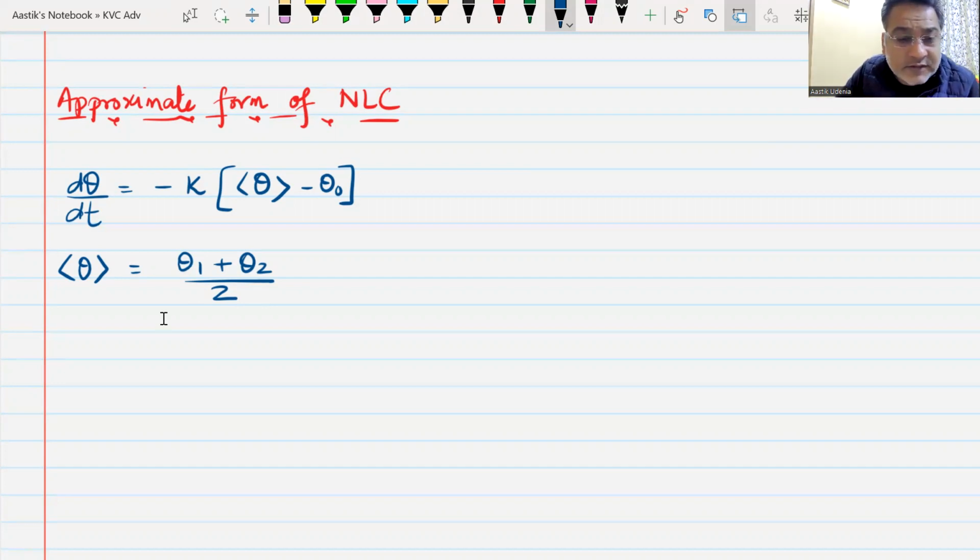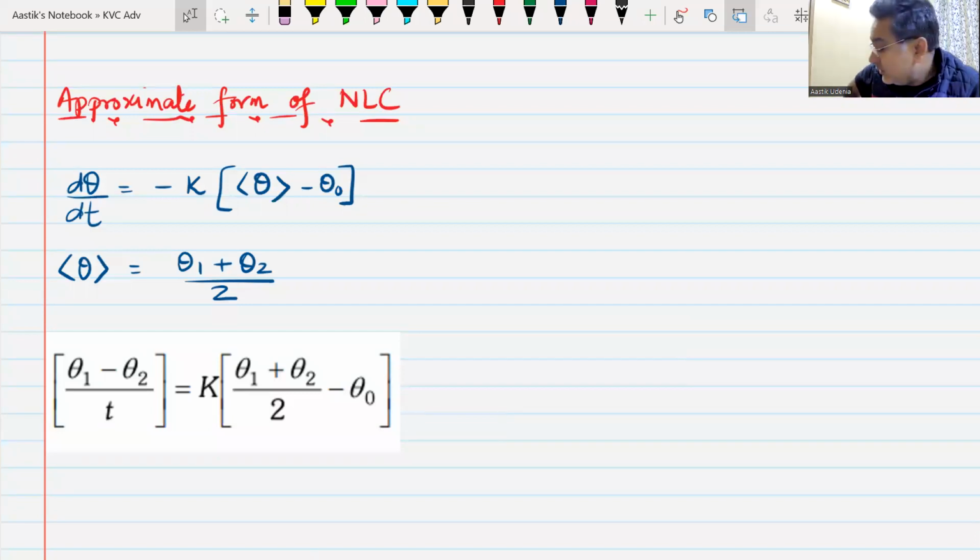Theta 1 minus theta 2 by t will be equal to minus k. Just put minus k here: minus k into (theta 1 plus theta 2) by 2 minus theta naught. Do we understand this? Yes. This is the approximate form of Newton's law of cooling.